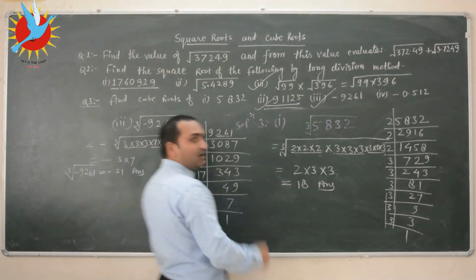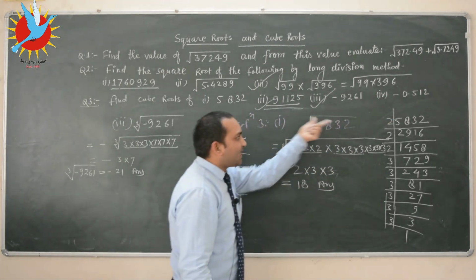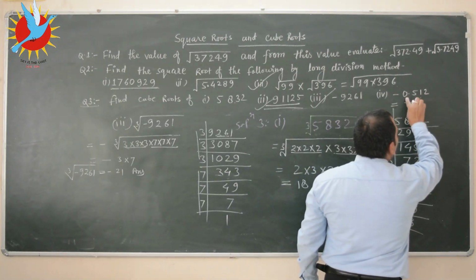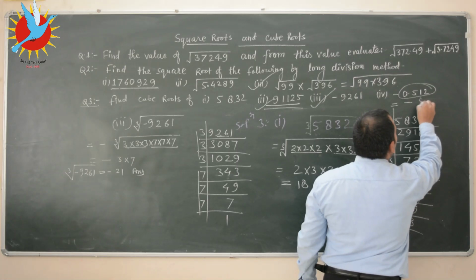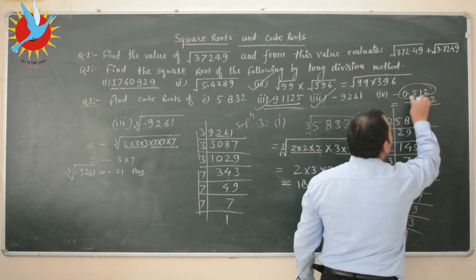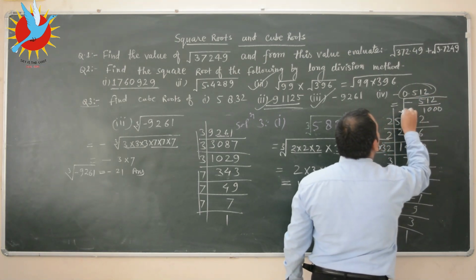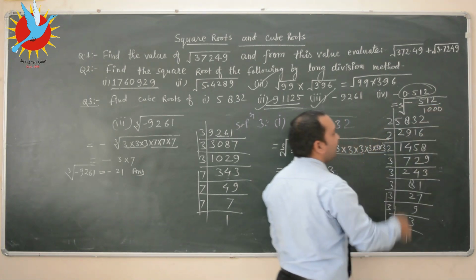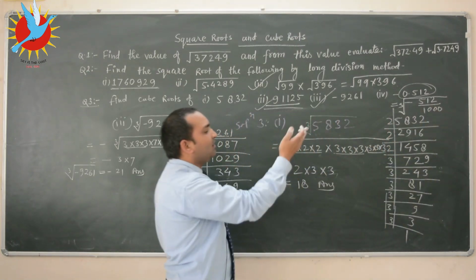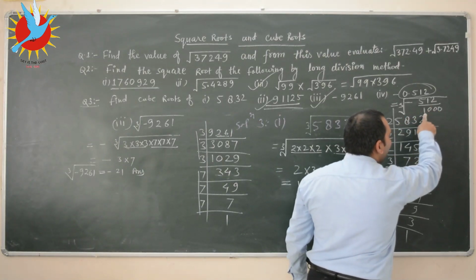And the next question, minus 0.512, this is also a negative number. You convert this decimal number into the fraction 512 upon 1 and 3 decimal places, so 3 times 0, 1000, and find the cube root of this fraction. The cube root of a negative number is negative, and then once again find it by the prime factorization method, find the cube root of 512 upon 1000.